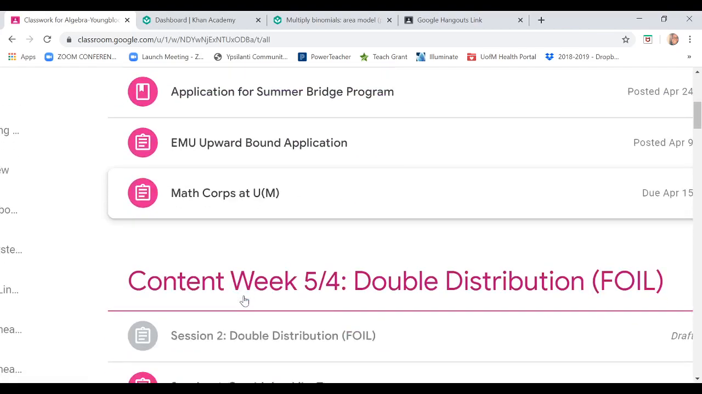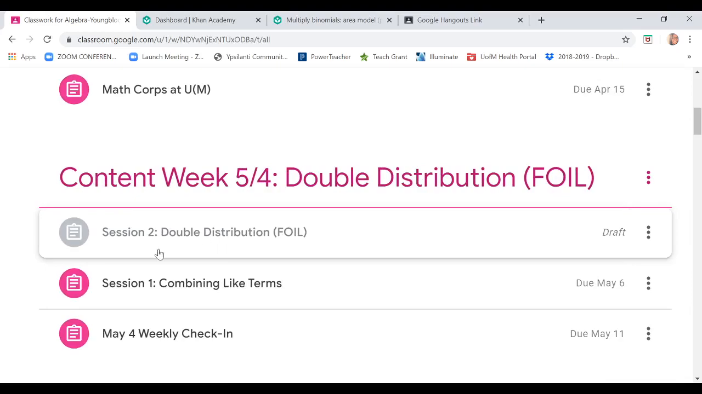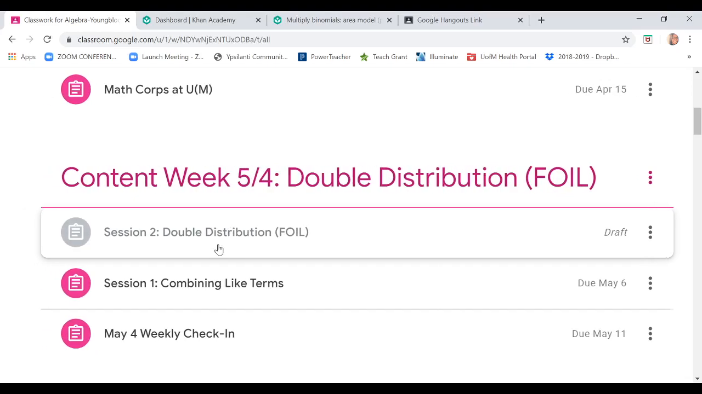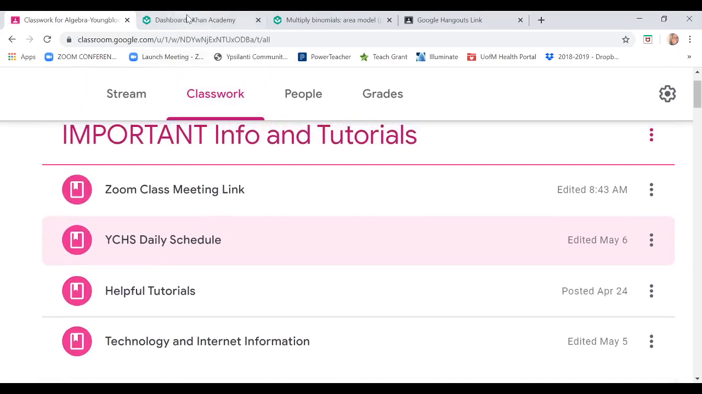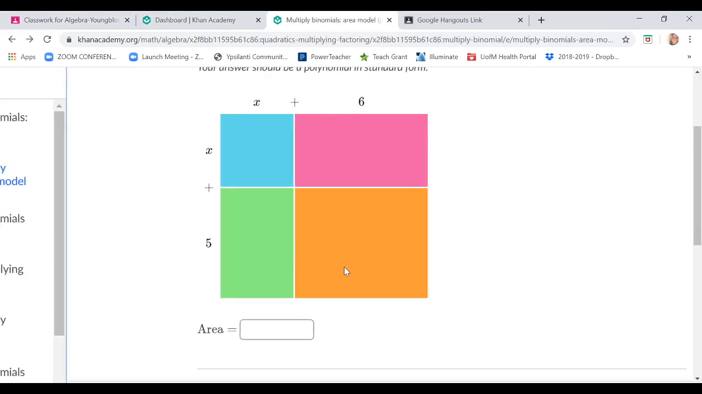Today's topic for this week is double distribution. So we're focusing on distributing binomials, and we're going to be focusing on using the area method. For our first example, we're just going to look at this visual representation of what it means to distribute. I'm going to copy this over to my sketchpad, and we're actually going to switch to my sketchpad.